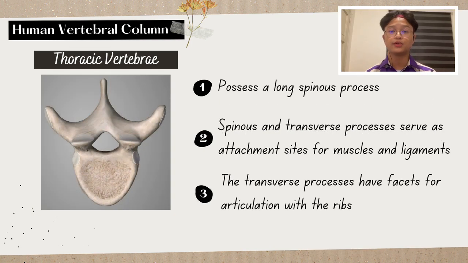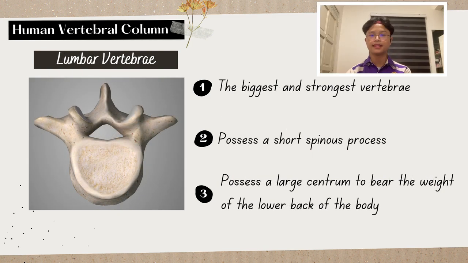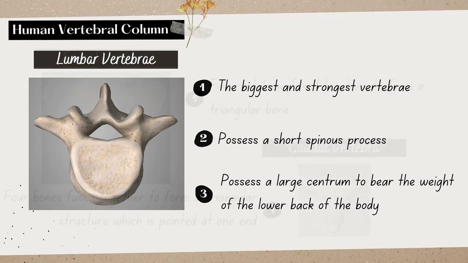Now we are going to take a look at the thoracic vertebrae. It possesses a long spinous process. The spinous and the transverse process serve as attachment sites for muscle and also ligaments. The transverse process have facets that articulate with the ribs. Next, lumbar vertebrae. It is the biggest and the strongest vertebrae. It possesses a short spinous process. It also possesses a large centrum to bear the weight of the lower back of the body.